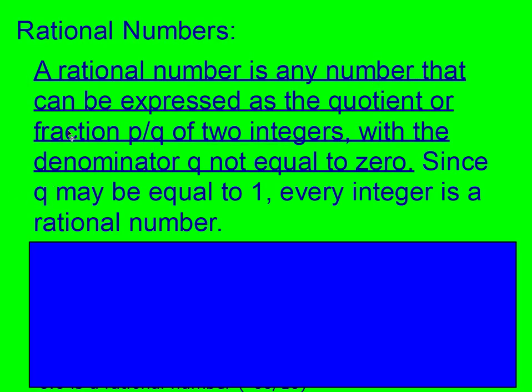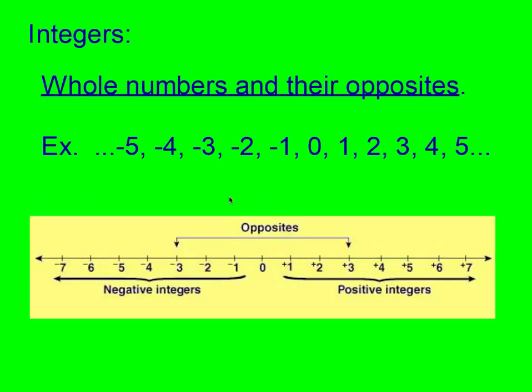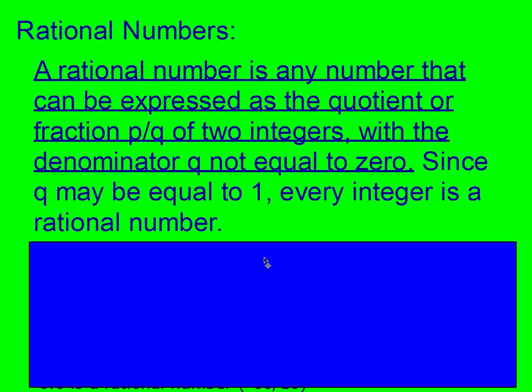Rational numbers. A rational number is any number that can be expressed as the quotient or fraction p over q of two integers, with the denominator q not equal to 0. So basically, a rational number is any number that can be written as a fraction. So when we looked at our integers here, we've got all these 0, 1, 2, 3, 4, 5. Rational numbers are all the numbers in between also, like 1.5, and all of those. Any number that can be written as a fraction.